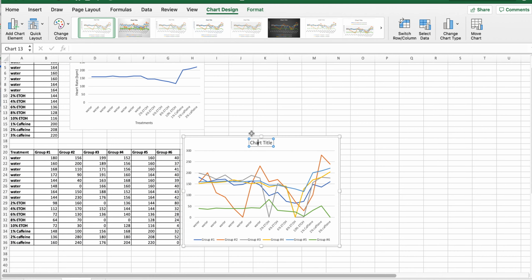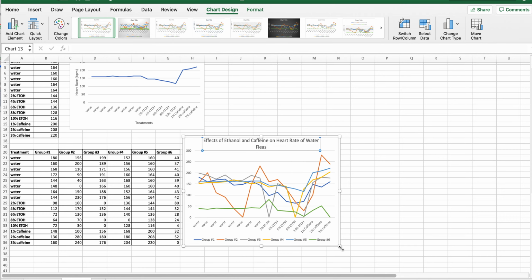and I want it to say the title of the experiment. So effects of ethanol and caffeine on heart rate of water fleas.